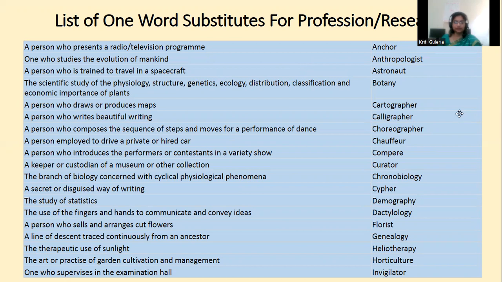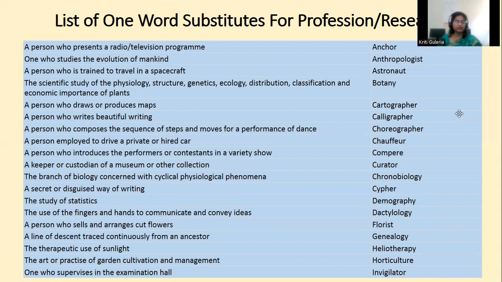The study of statistics, demography. The use of the fingers and hands to communicate and convey ideas, dactylology. A person who sells and arranges cut flowers, florist. A line of descent traced continuously from an ancestor is referred to as genealogy. Next, the therapeutic use of sunlight, heliotherapy. The art or practice of garden cultivation management, horticulture.